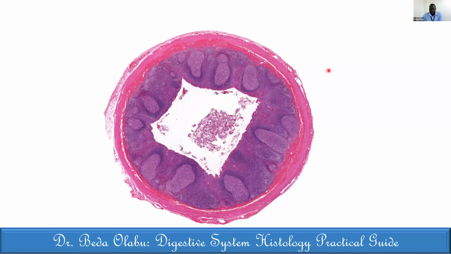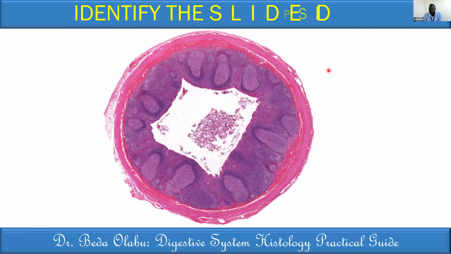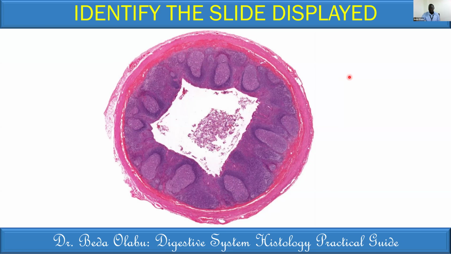Anyone for this? I'll give it to Winnie. I'll say it's the vermiform appendix, majorly because I can see numerous lymphoid aggregations. There are no villi, and there's some material inside the lumen. Very well. So yes, we can see lymphoid nodules, several. There's material in the lumen, and there are no villi. This is most likely the vermiform appendix.